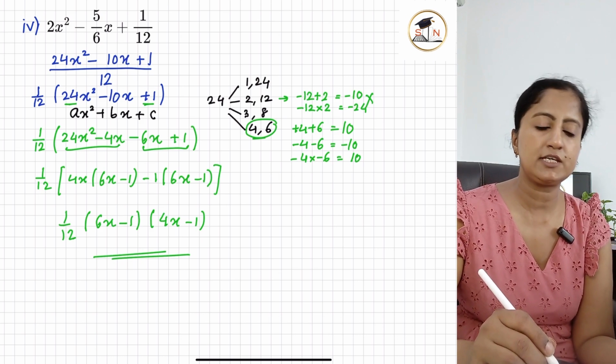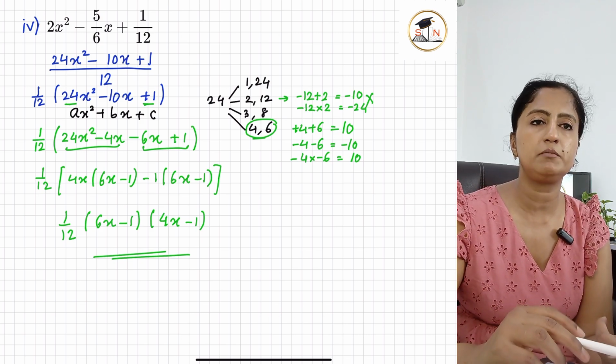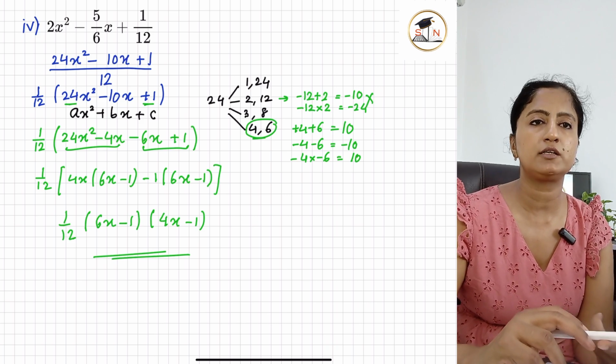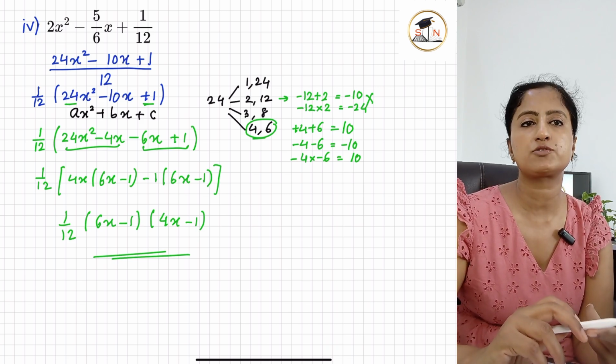So in today's session, we have done splitting the middle term in the scenario when the coefficient of x square is any value other than 1. I hope you have understood everything.